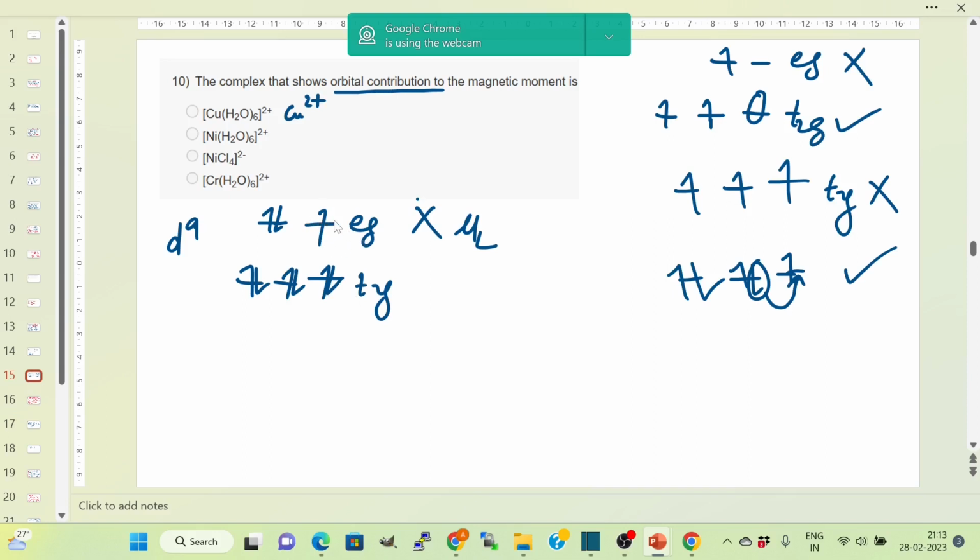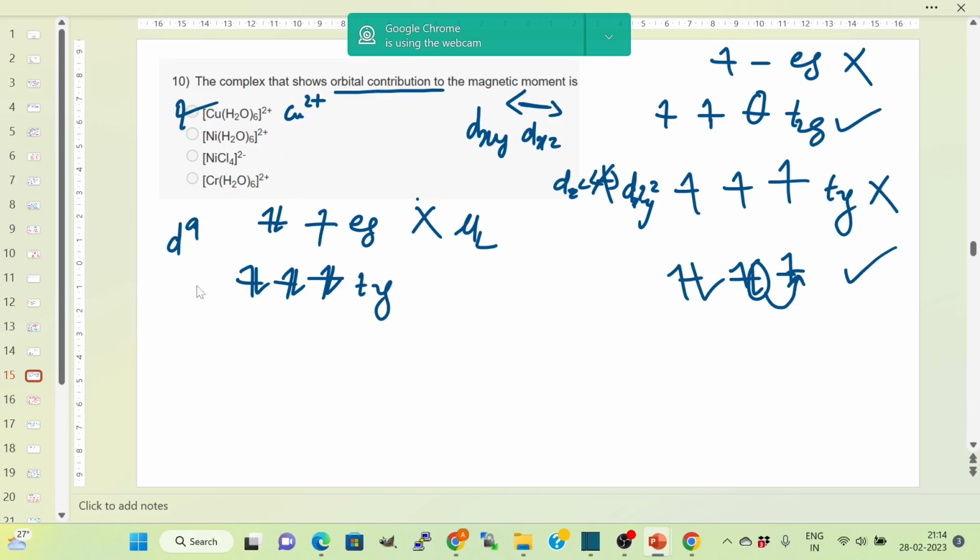In Eg, there is a vacancy, but it is not possible for orbital contribution. Let me refresh the memory on why there is no contribution from Eg. Other orbitals like dxy and dxz can be interchanged just by rotation: by rotating dxy I'll be able to get dxz, and just by rotating it I'll get dyz and so on. But if I rotate dz square, I will not get dx square minus y square. So that is why, whenever there is an electron in Eg, it does not show orbital contribution, but T2g will show. So definitely this one will show, and this will not show orbital contribution.